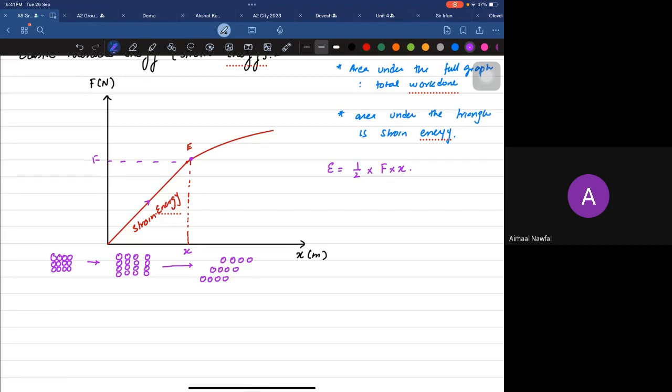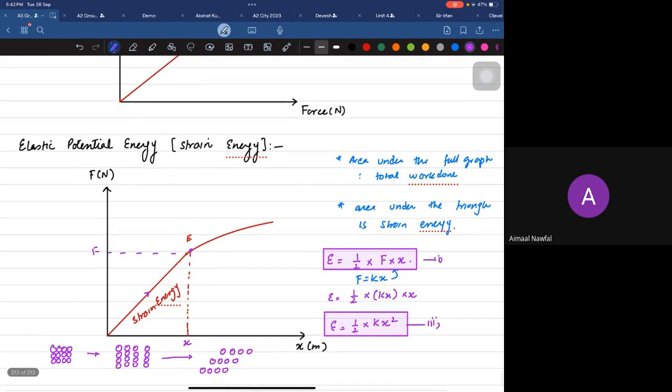So if you put F equals kx into this, replacing F, you get another formula which is widely used in exams, which is half times, instead of F, I'm going to write kx times x. So the energy will be half times kx squared. These two formulas are very important. The second one is mostly used, but the first one is also sometimes used. These are the energy formulas. You can write that down, please.